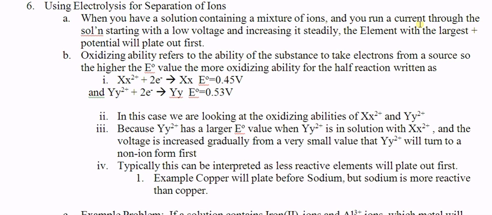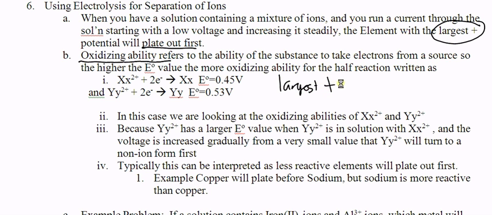And the element with the largest positive potential will plate out first. Let's make sure that we stress that largest positive is going to plate out first. Sometimes they may try and trip you up by referring to oxidizing ability. Well, oxidizing ability refers to the ability of the substance to take electrons from a source, so the higher the cell potential value, the more oxidizing ability for the half reaction. In other words, same idea.